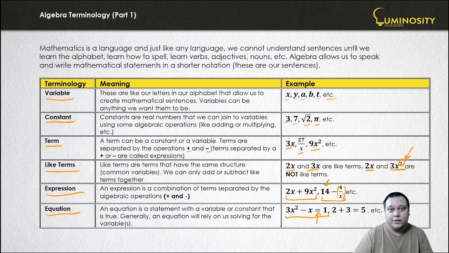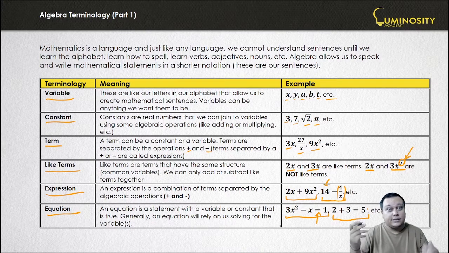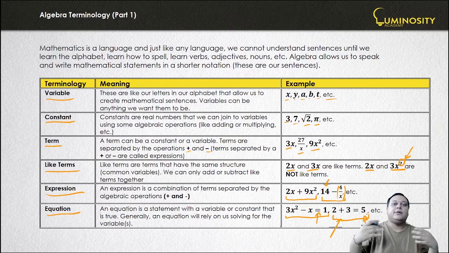Another example of an equation that you can be definitely certain of, 2 plus 3 equals 5. That's an equation, right? It's a true statement. It has a left-hand side, 2 plus 3, and it has a right-hand side, 5. And the statement is true. Equality holds true here because 2 plus 3 is 5.